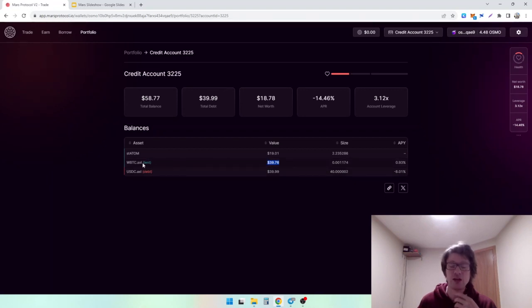And now another thing, everything within your credit account is automatically, if you want, lent out on the Mars money market.